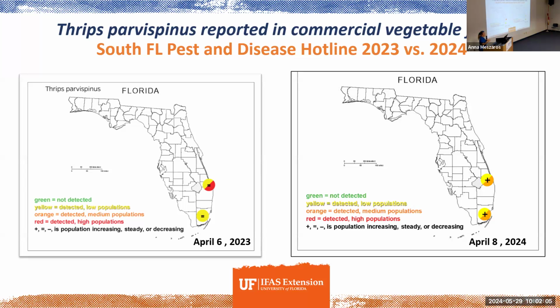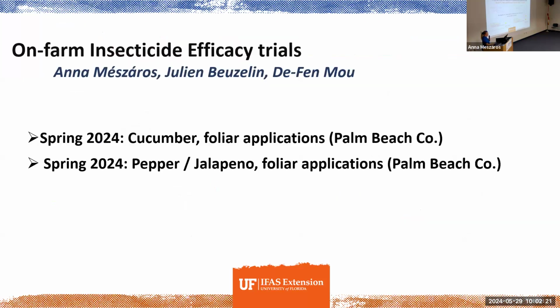So it seems like it's moving, but so far, no report of parvispinus infestation from snap bean in Palm Beach County, and no report from West Coast either. So that's good. It doesn't mean that it's not there yet. It just wasn't detected yet. So keep an eye on it.